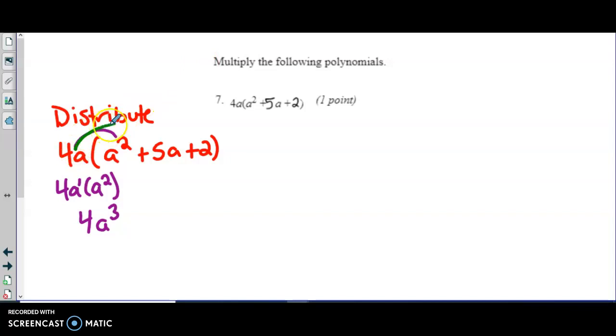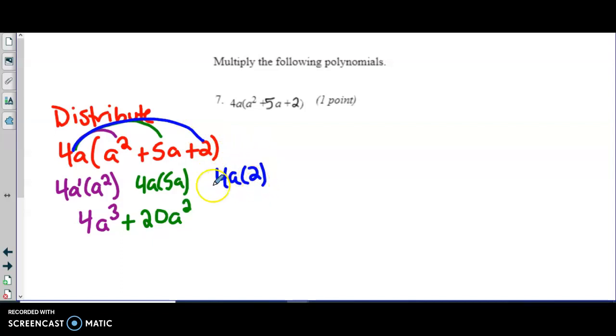Now I'm going to take my 4a and multiply it times 5a. 4 times 5 is 20, and I have 2 a's, so that's a squared. Now since I don't have a sign here, since it's a positive 20, I'm going to put a plus sign. And then I'm going to distribute the 4a to the 2. 4 times 2 is 8, and there's only 1a, so I just put 1a there. Since this is positive, I'm going to put a plus sign.